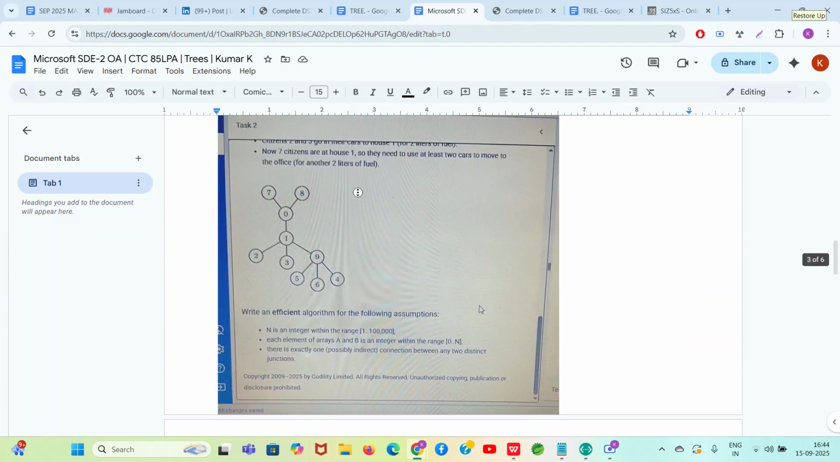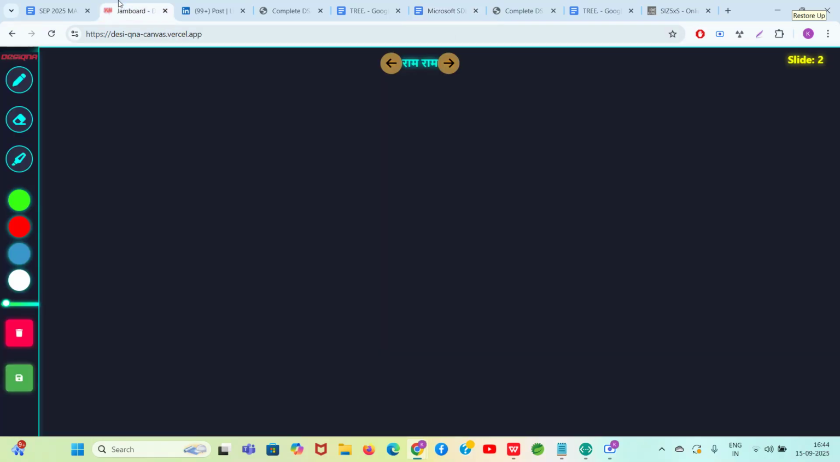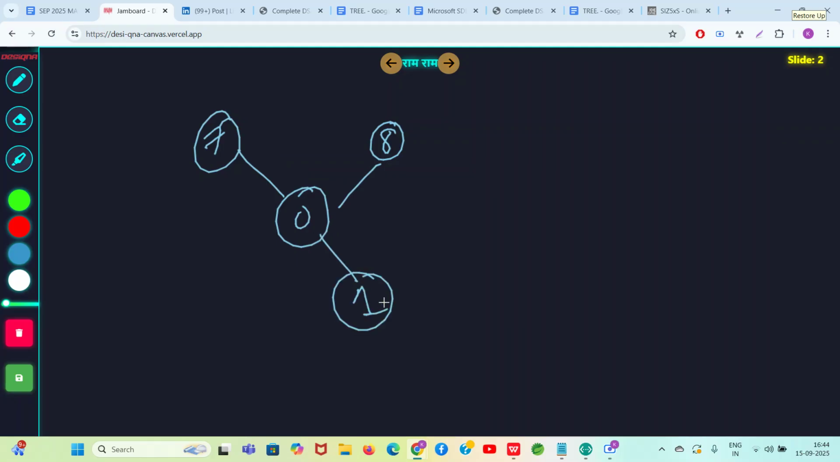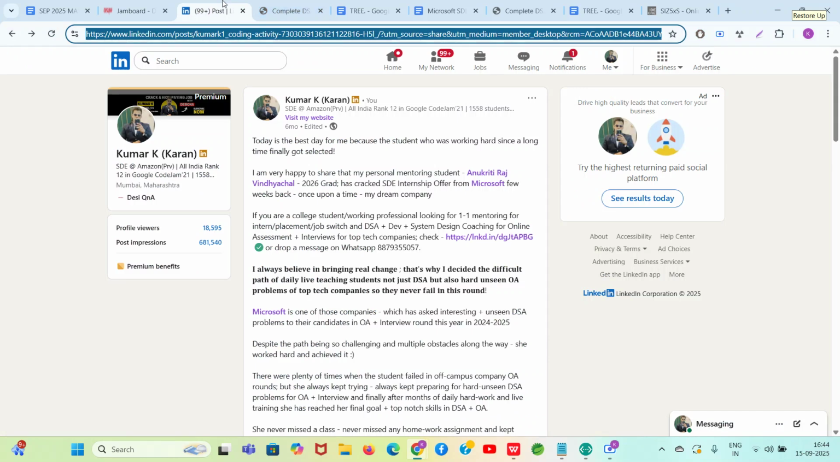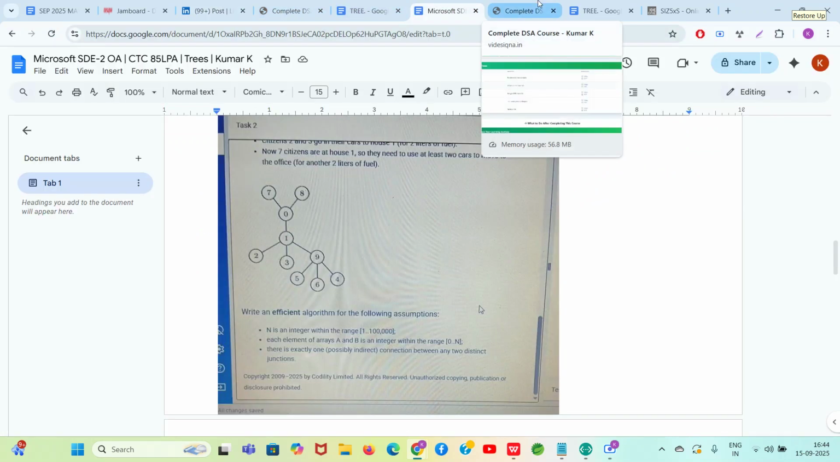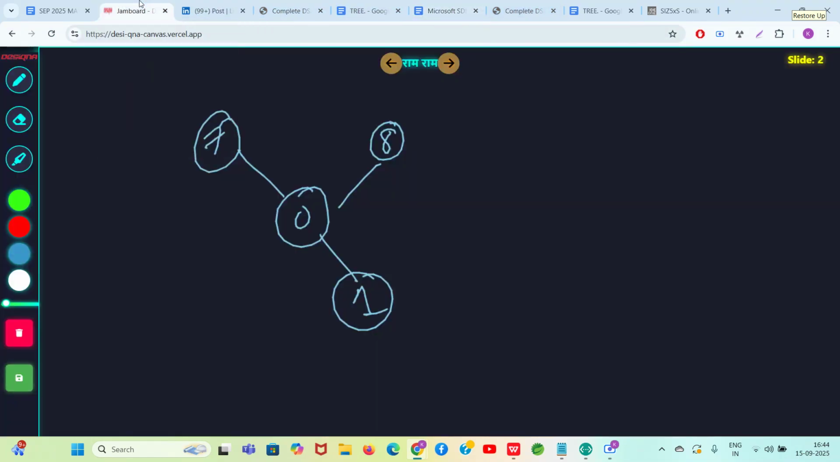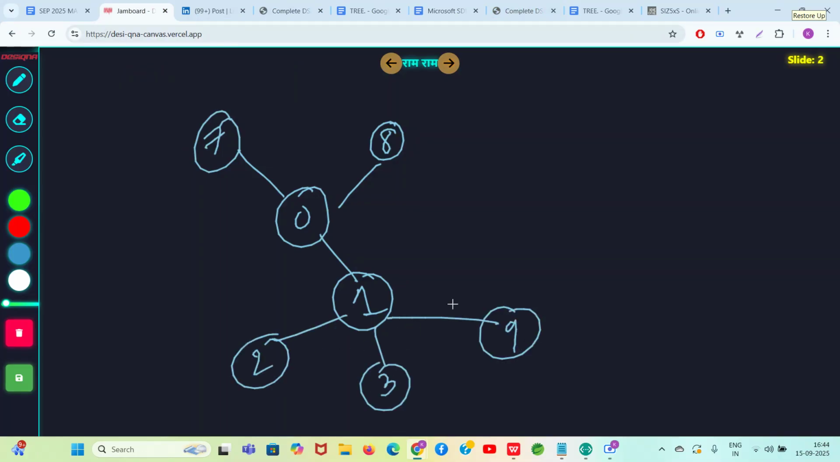Like, let's go through this test case, right? 0, 7, 8. Okay, this will make it much more clear. 7 and 8 are both connected to 0. Then node number 1, let's go through it. Node number 1, then 2, 3, 9, right? So node 2, node 3, node 9. Okay, yeah, this is clear.